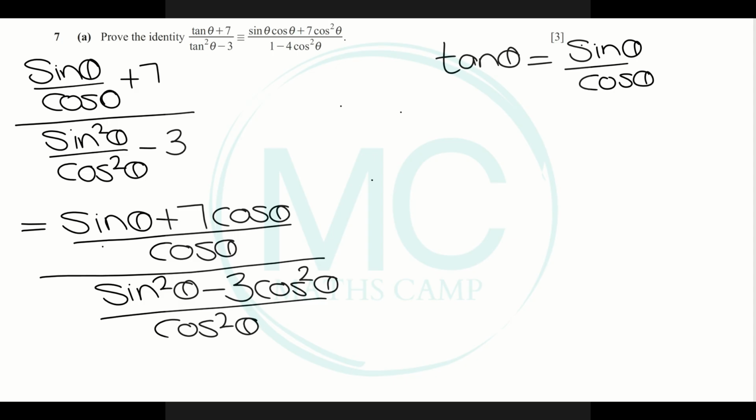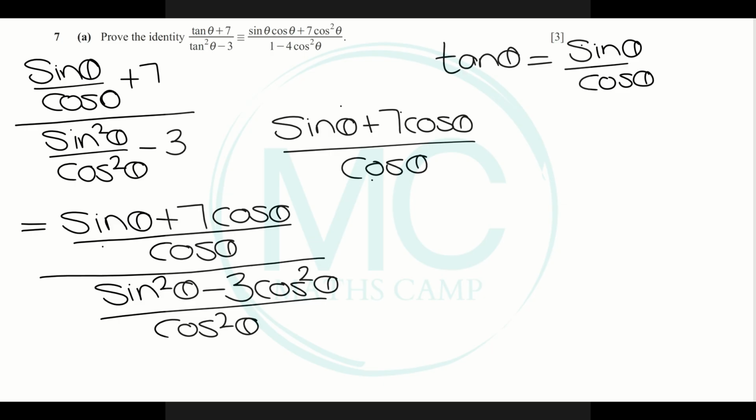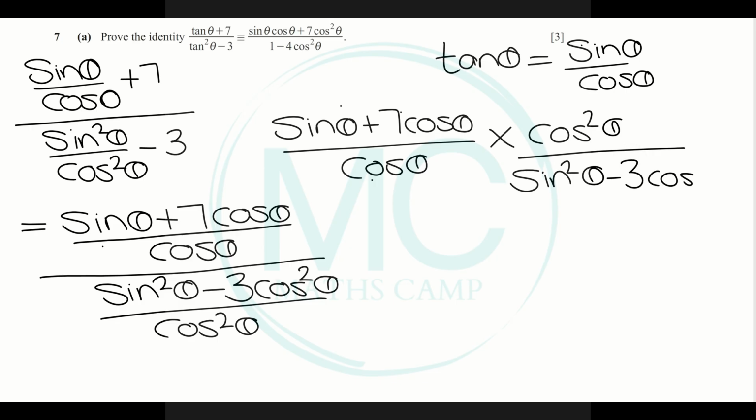When you are working with a fraction, we're actually dividing the numerator by the denominator. And we know that if you are dividing fractions, you can tip and times. So now we can say sine theta plus 7 cos theta over cos theta multiplied by, let's tip the bottom fraction, we get cos squared theta over sine squared theta minus 3 cos squared theta. And now we can cross cancel.